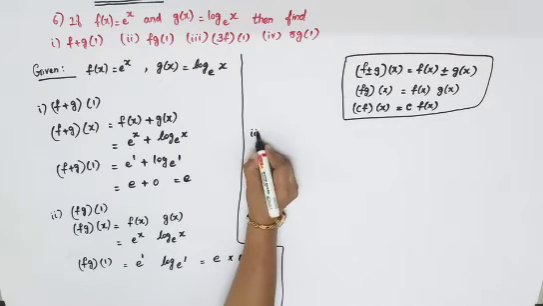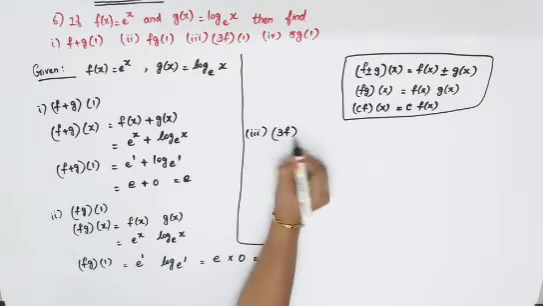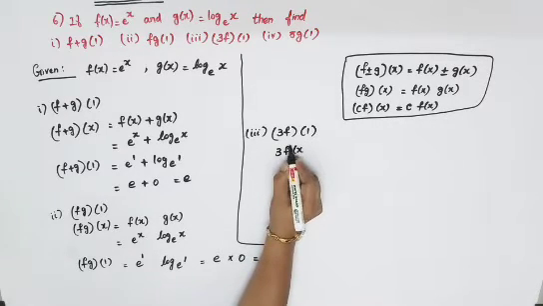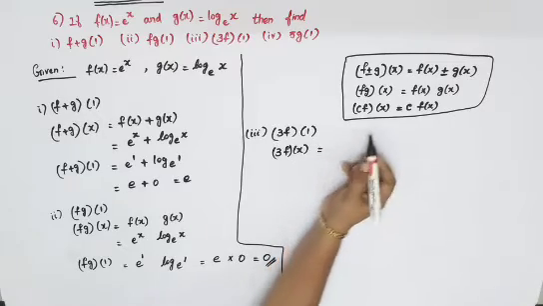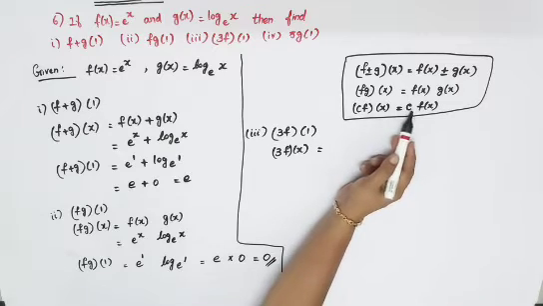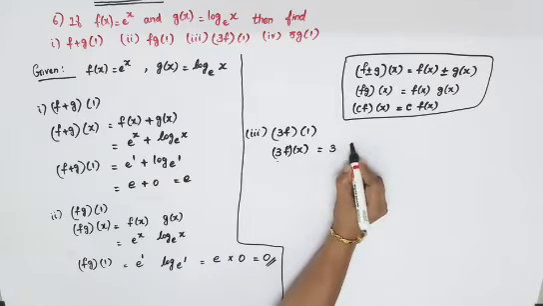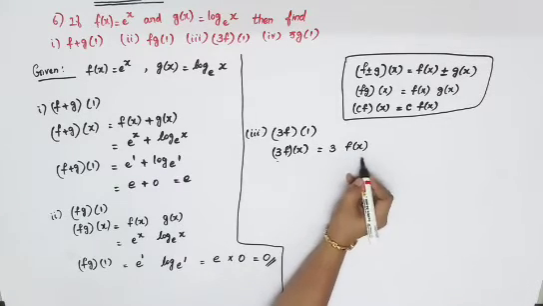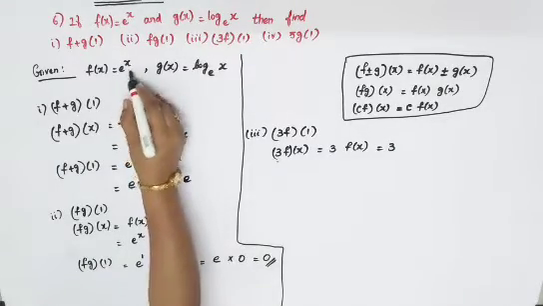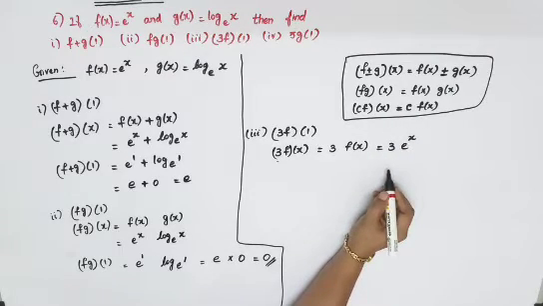Third subdivision, that is 3f of 1, you'll have to find it. So first we'll just find 3f of x. We can split it up using this formula, c is a constant. So c f of x means you can write c separately, f of x together. Now 3 is a constant here, so 3 separately, f of x together. First you will have to split up like this. Then 3 into your f of x, which in your question is e power x. So 3 into e power x will be your 3f of x answer.